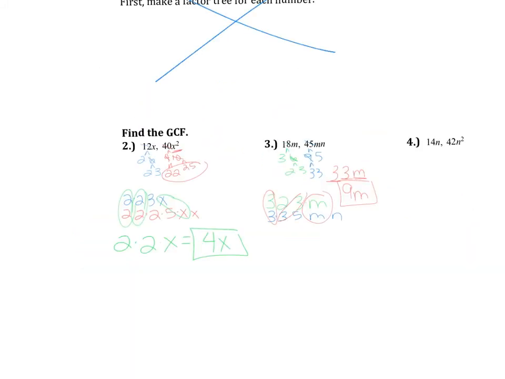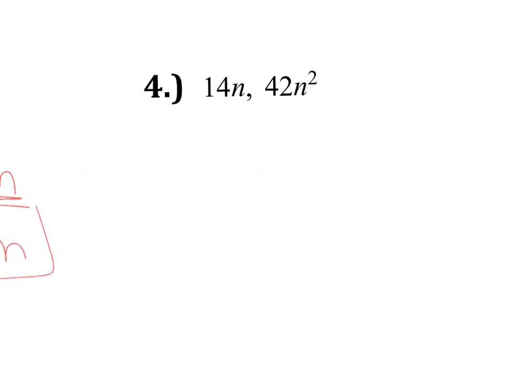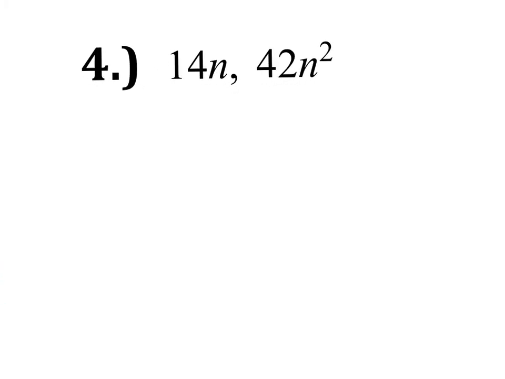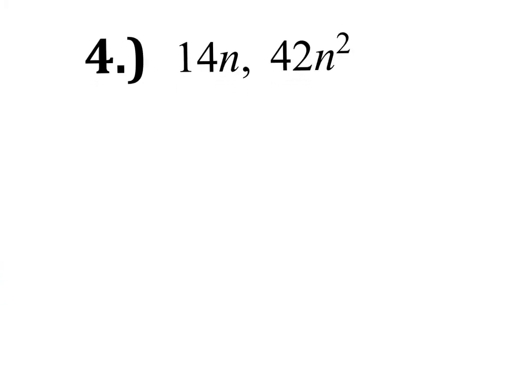All right. So the last example here, we have 14n and 42n squared. Again, I'm going to break down 14 to 7 and 2. I'm going to cross my 14 out. 2 is prime, 7 is also prime. So 14n is just going to become 2 times 7 times n.